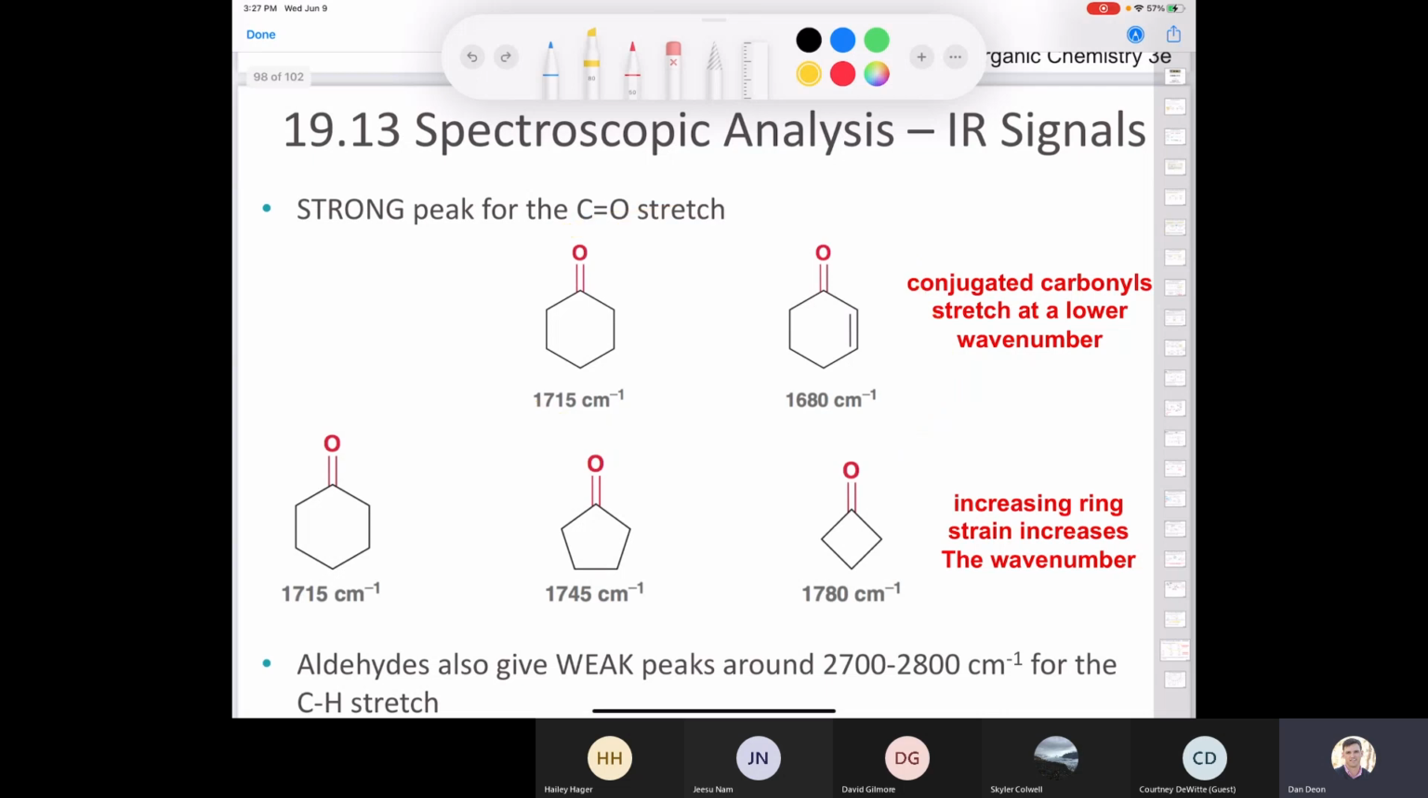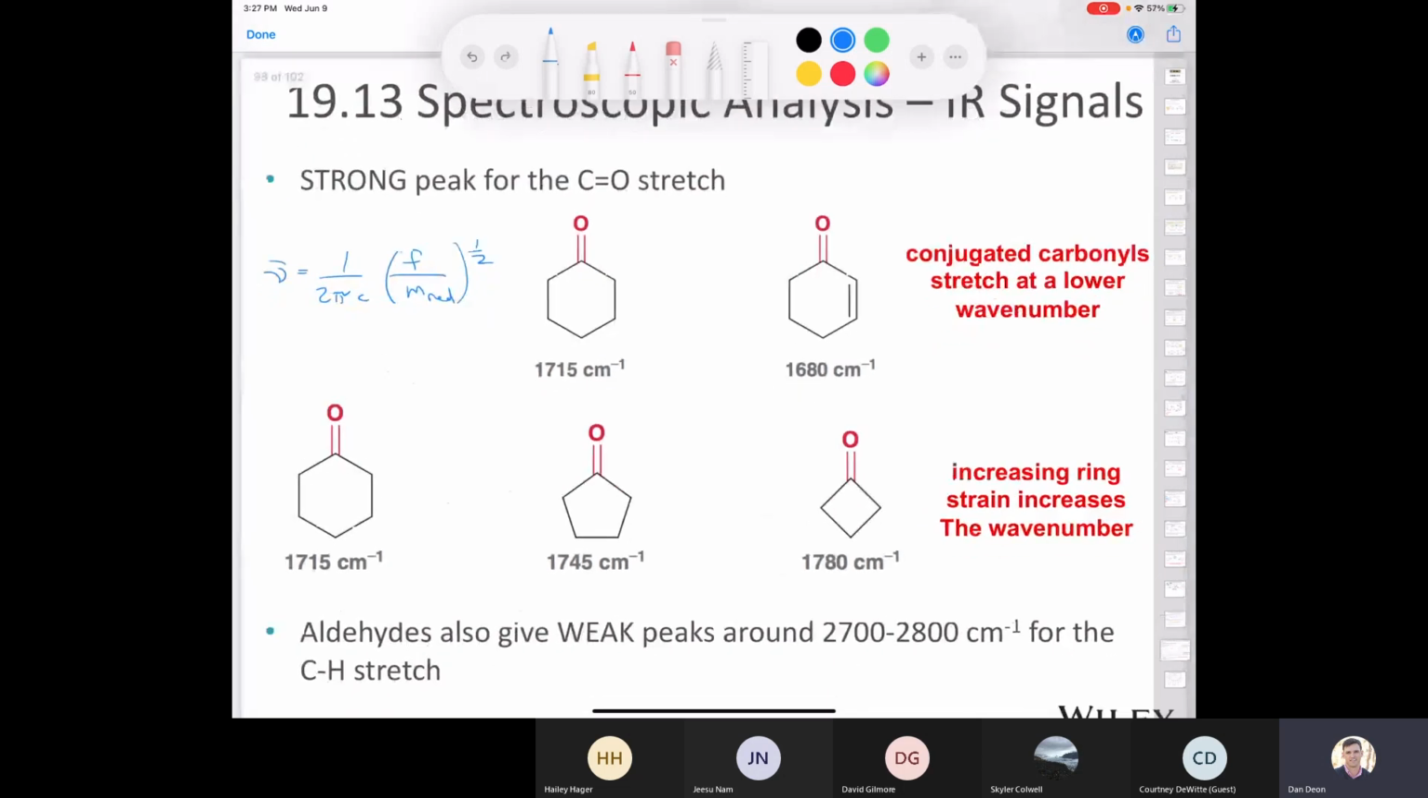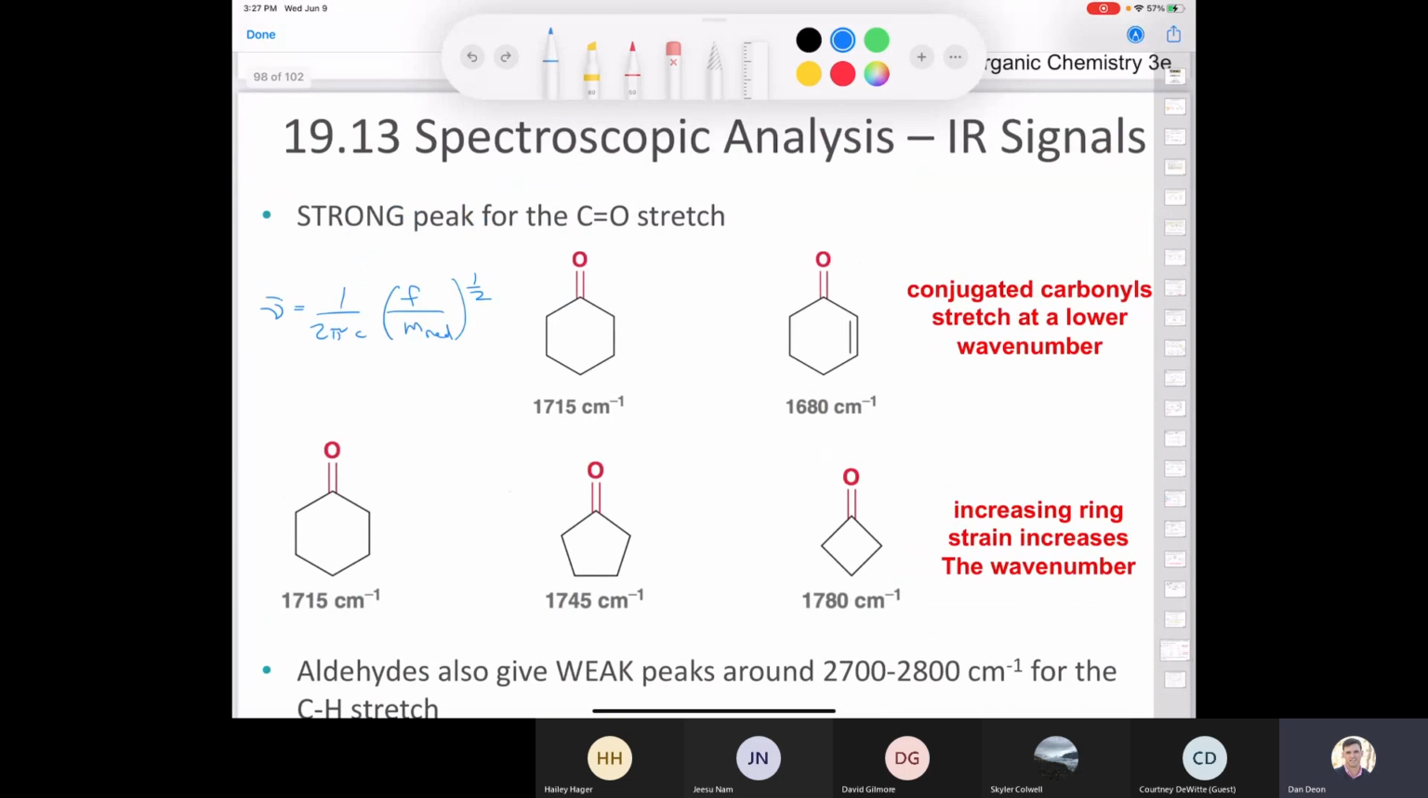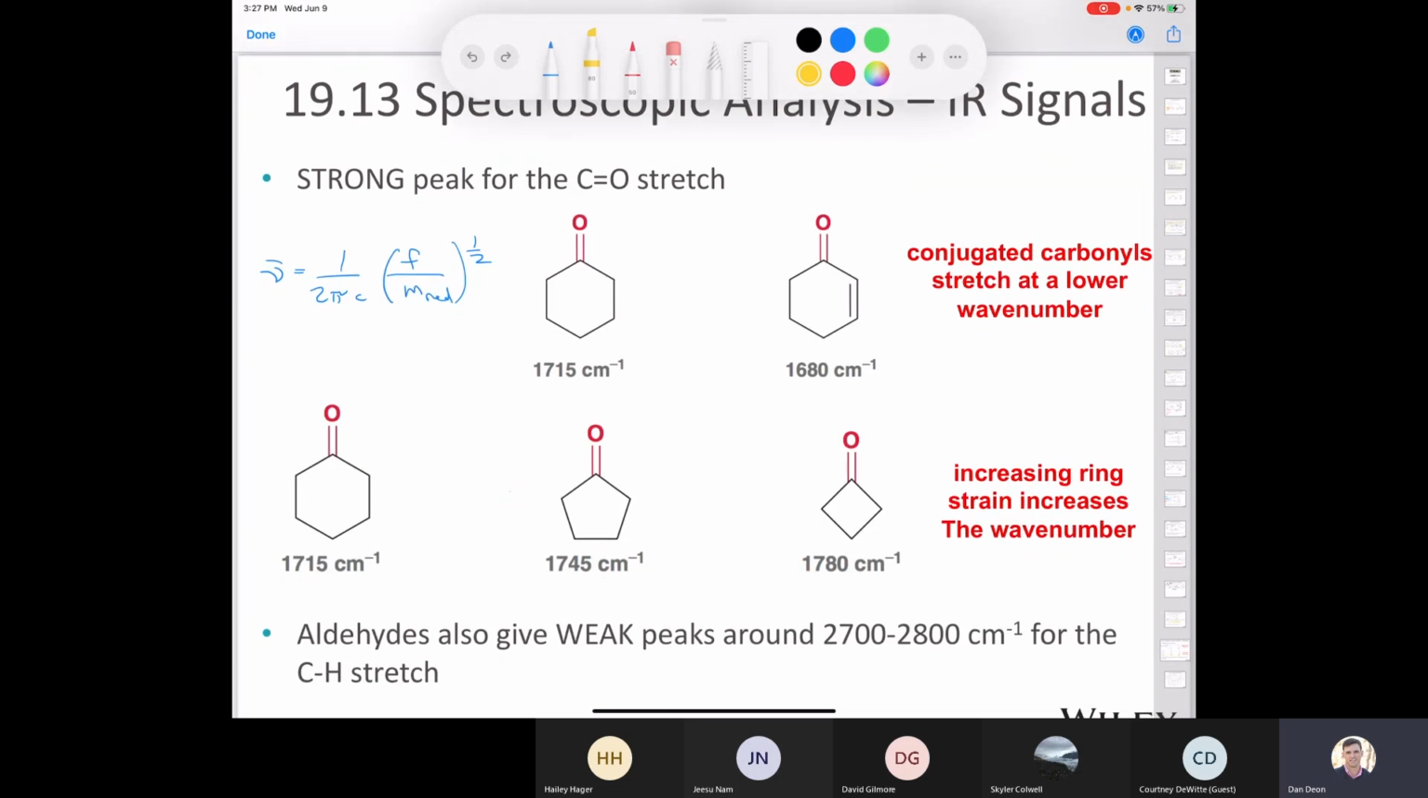And you should remember the relationship for wave number, right? Wave number is equal to 1 over 2 pi times the speed of light times the force constant divided by the reduced mass, to the power of a half, like that. So if the bond strength decreases, then the wave number is going to drop too. Okay, so something to think about there. In terms of ring strain, increasing wave number, I've never asked a student about this before, but as the rings become more strained, the wave number of the absorption for the carbonyl gets higher and higher.